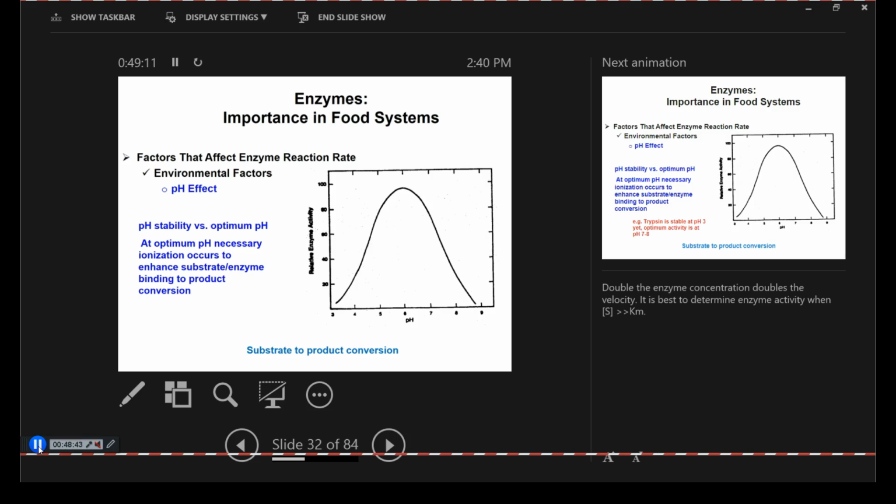You can place the enzyme at different pHs and then bring it back to its optimum pH and measure activity. If the activity declined even at optimum pH, that means you destabilized the enzyme by putting it at a very adverse pH condition.